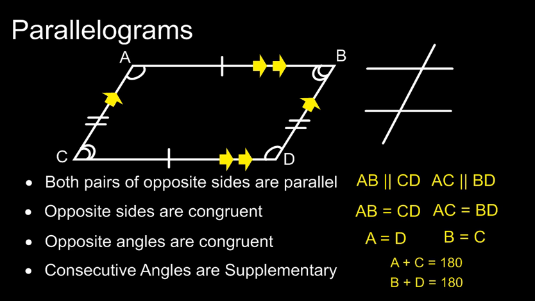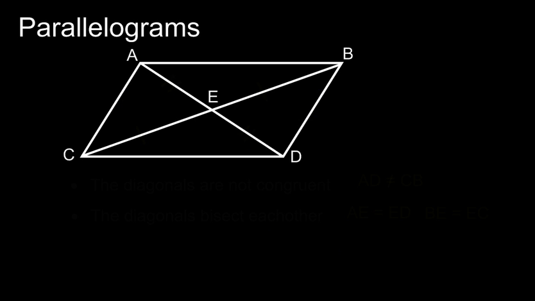The next thing we're going to talk about is when we have diagonals in a parallelogram. So here we have these two diagonals that are drawn. And when we have diagonals in a parallelogram, the diagonals are not congruent. And that kind of ties into what we talked about in that last chapter. If you look, since angle A is obtuse, that means that CB is going to be longer than AD because angle C is acute. Okay?